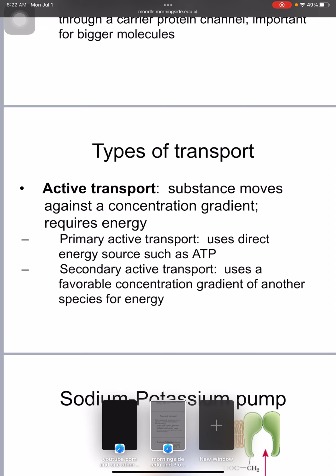And so there's a couple of different ways that you can get this energy source. The first one is from a direct energy source, like ATP, right? If you cleave a phosphate group off of ATP, that is thermodynamically spontaneous. It releases energy. And that energy that's released can be coupled to diffusion against a concentration gradient, right? That is an example of what we call primary active transport. Again, there's several different examples of this.